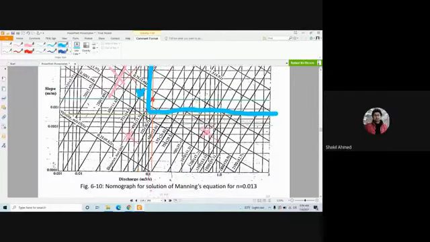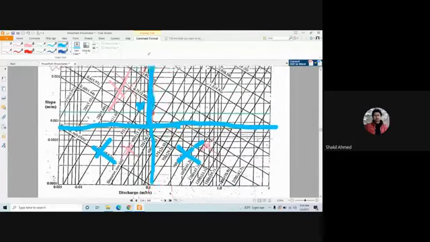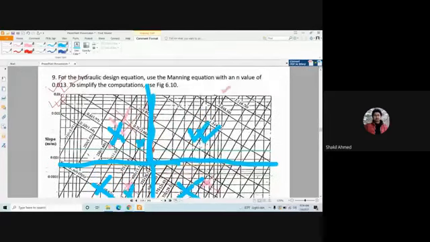Because you cannot go below this line. This is a cross. Similarly, you cannot go left of this line. So this is a cross again. Your only available area is this. Okay, this. Are you following me?